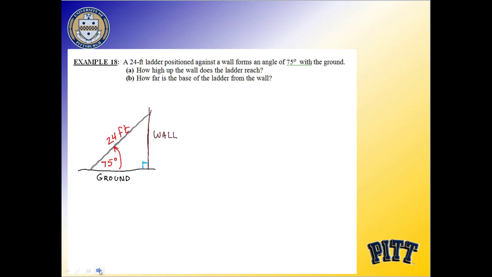But it's a 24-foot ladder, and it makes a 75-degree angle with the ground. Always make sure that you're paying attention to the description and putting the things in the right area. You're asked two questions: how high up the wall does the ladder reach, and how far is the base of the ladder from the wall? I'm labeling these A and B: A is going to answer part A, how high up the wall does the ladder reach? And B is going to answer part B, how far is the base of the ladder from the wall? Because that's a distance there as well.